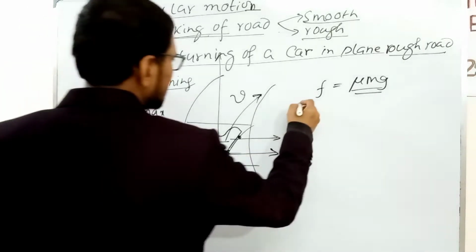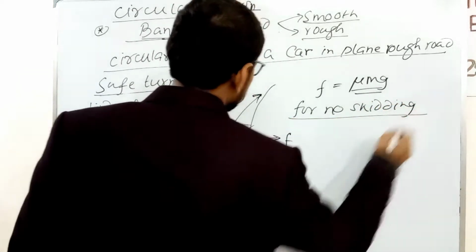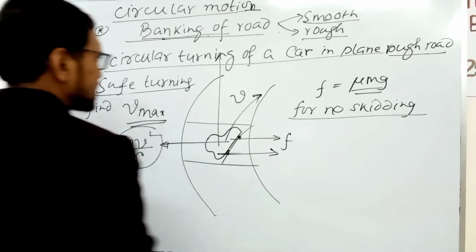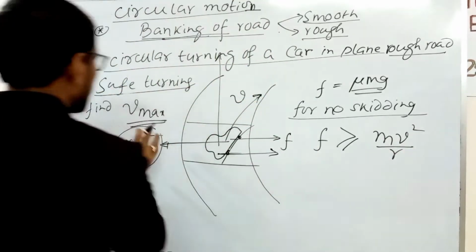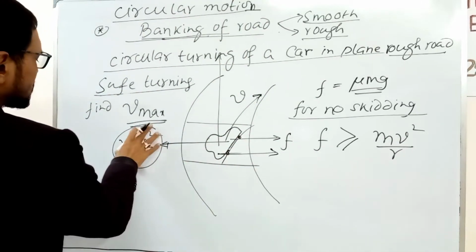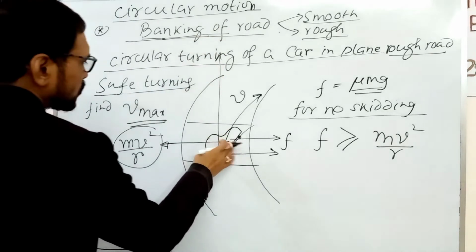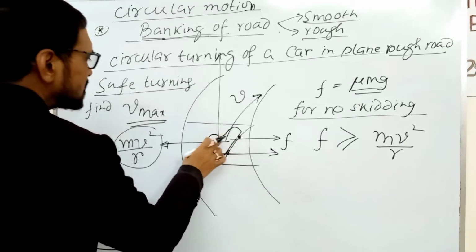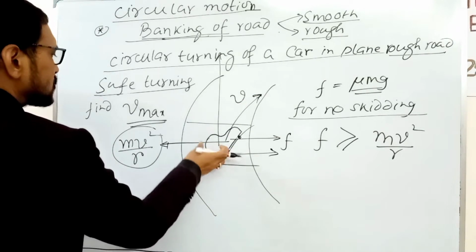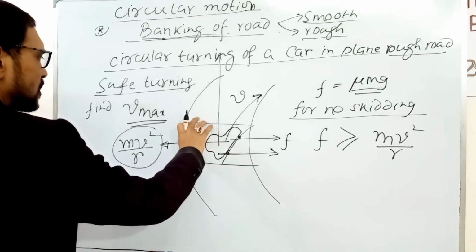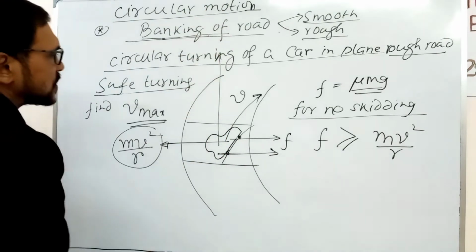Now for no skidding, what is the condition? The condition is that friction must be greater than or equal to mv square by r. That is, this force should be less than friction. If this force is greater, then the car will turn outward. The wheel is not well in contact with the ground, so the car cannot turn in a circular path. So it will skid. Skid means it topples and moves in the outward direction. This phenomenon is called skid.